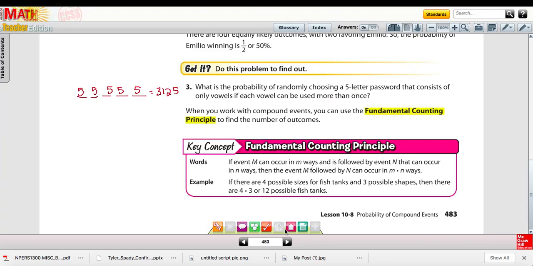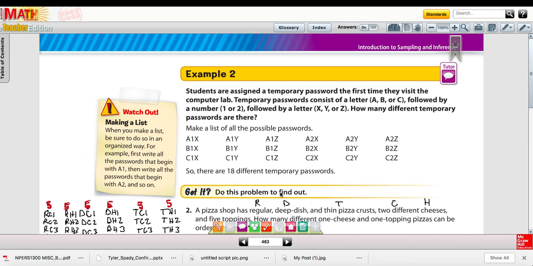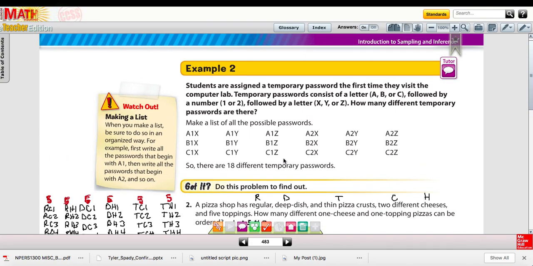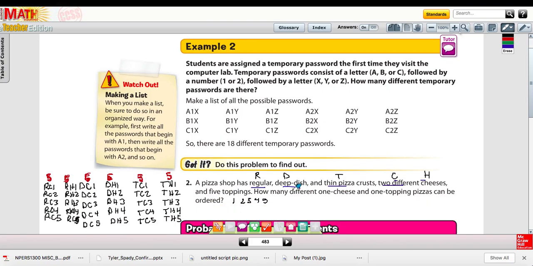Moving on to page 483, at the top of the page we have another strategy, which is to make a list. Again, a really nice strategy for you to visually see the different ways that you can put together passwords or pizzas and so forth. So what I did on this problem for Got It number 2 is that I just said regular is R, deep dish is D, thin crust is T, and then I made 2 different cheeses, one C and one H, and then of course the 5 toppings are 1, 2, 3, 4, and 5.